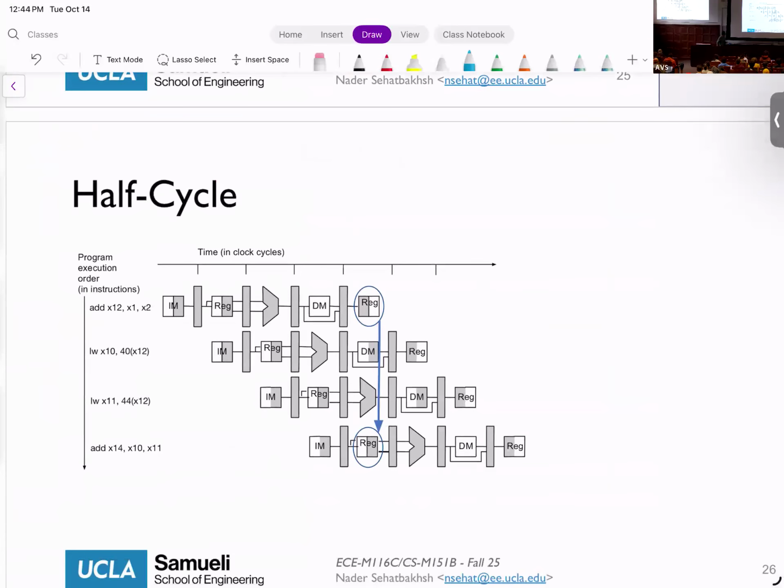So as you can see, for example, if I'm writing to a register, for example X12, and I want to read X12 in this cycle, I could. Because writes happen in the first half cycle and reads happen in the second half cycle, I can read and write the same register in the same cycle.